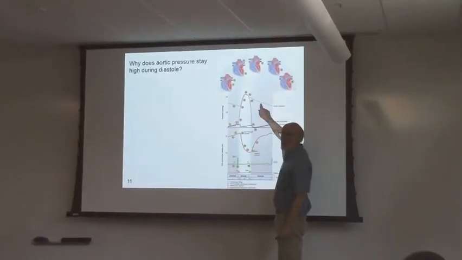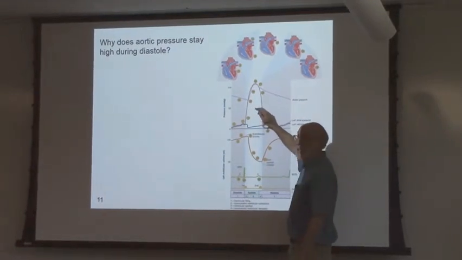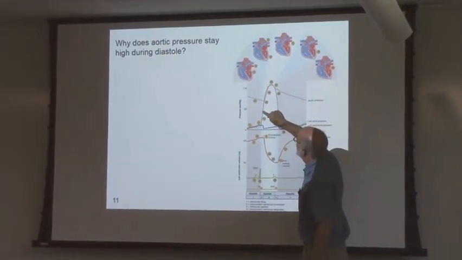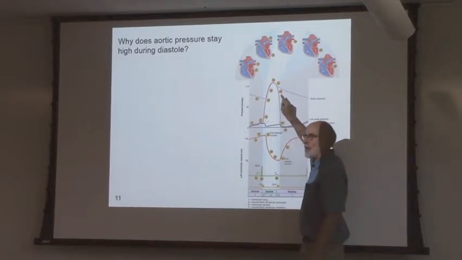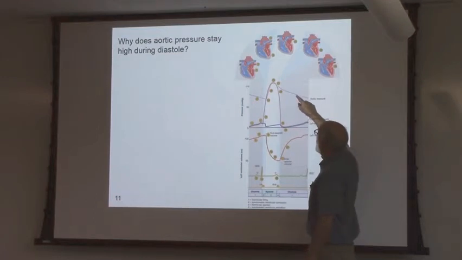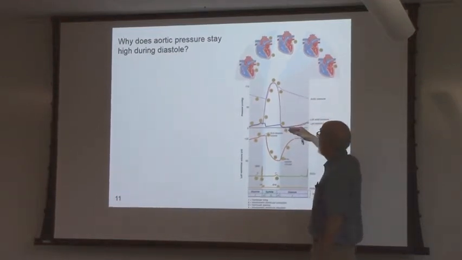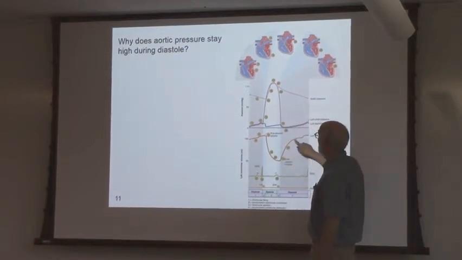So here, the purple line is aortic pressure. And you've been looking at it, you say, okay, ejection starts when ventricular pressure gets above aortic pressure, right there. And one thing that's mysterious about this purple line is, why does the aortic pressure stay high when the ventricular pressure has dropped to virtually nothing? Why does it stay high during diastole, when the heart is refilling?